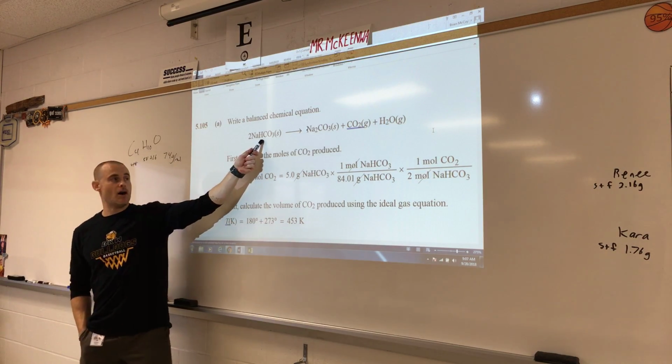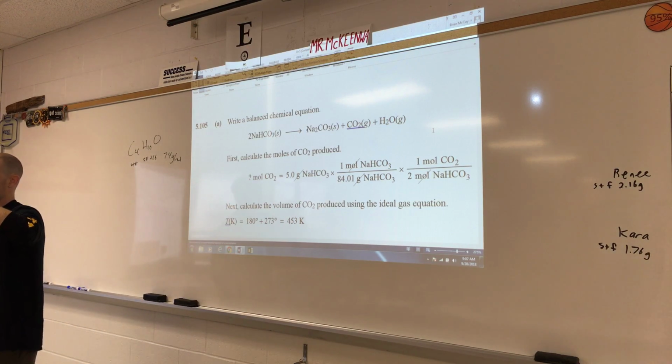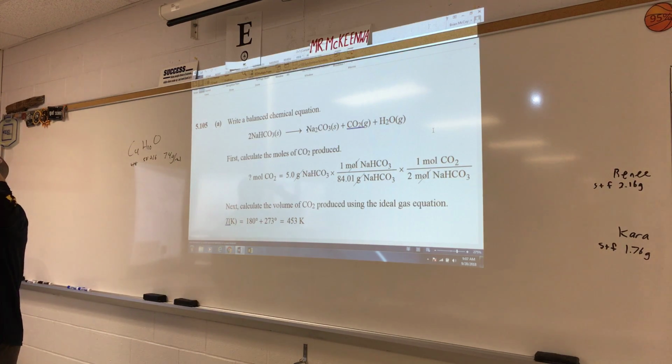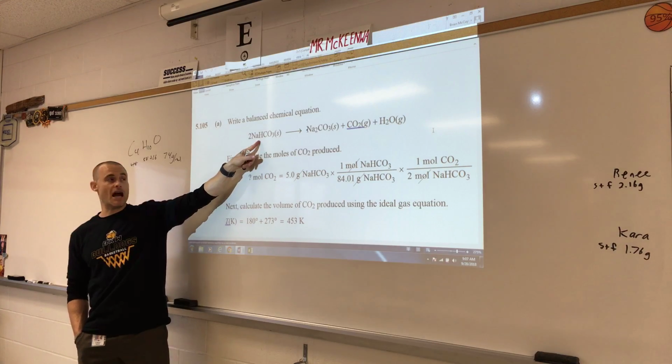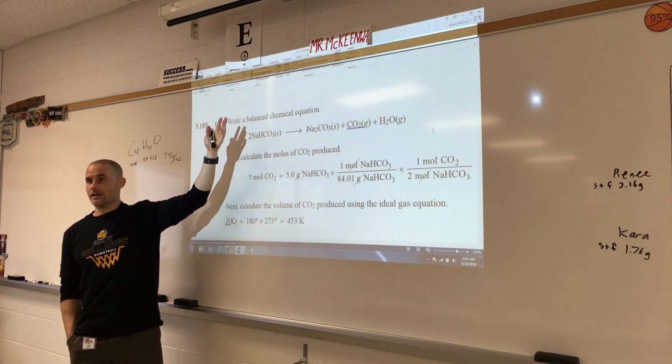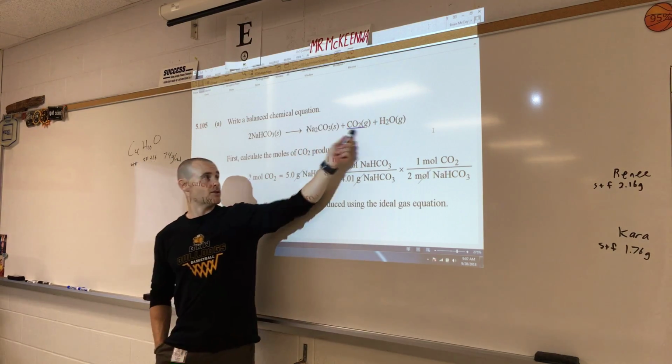So baking soda always produces CO2. How do we know that? What did I tell you? What's the trick? What reactant, or what part of a reactant, will always produce CO2? The carbonate ion, CO3. If you see CO3 in a reactant, literally like 99% of the time you're going to get CO2. So these are your products.